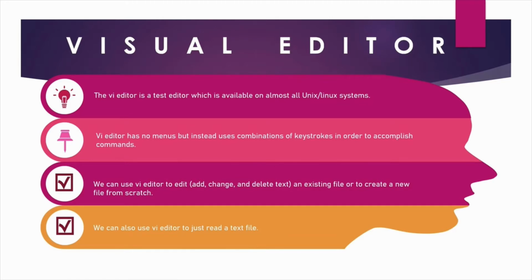Some introduction about the VI Editor. First, the VI Editor is a text editor which is available on almost all Unix or Linux systems. Second, VI Editor has no menus but instead uses a combination of keystrokes in order to accomplish commands. Third, we can use VI Editor to edit, such as add, change, and delete text in an existing file, or to create a new file from scratch. Next, we can also use VI Editor to just read a text file.